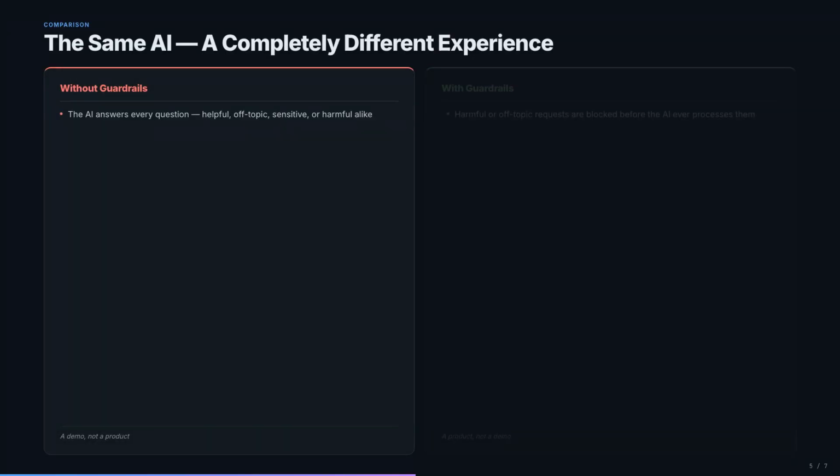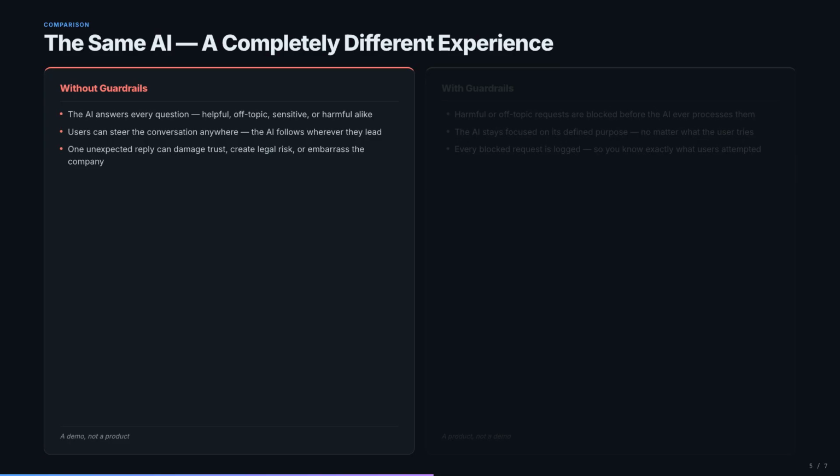Without guardrails, the AI is essentially unlimited. It will answer anything, follow any direction, and produce whatever output the user steers it toward. That might be fine in a research setting. It is not fine in a product used by real people. One unexpected reply can damage trust, create legal risk, or embarrass the company. Nothing was checked or logged.